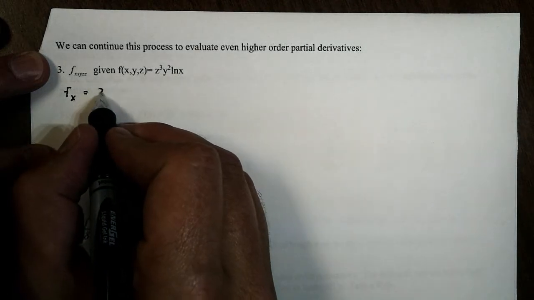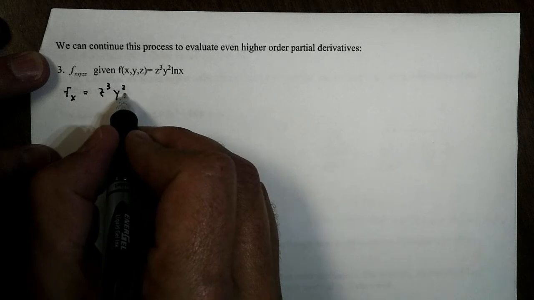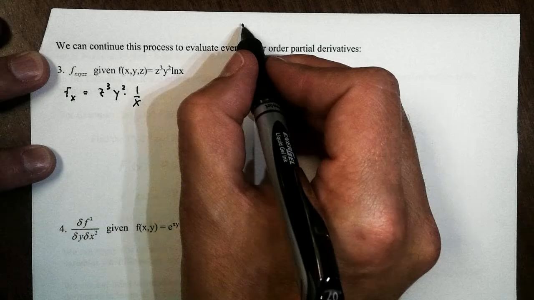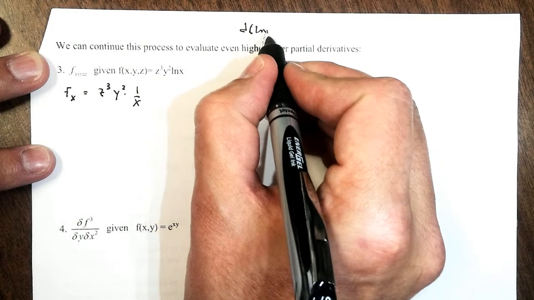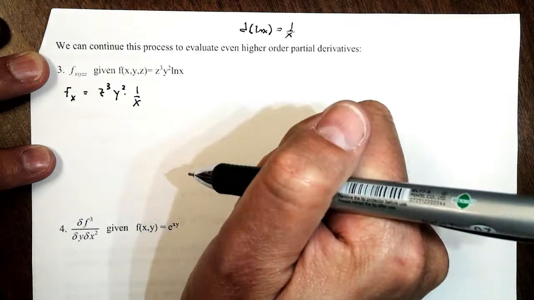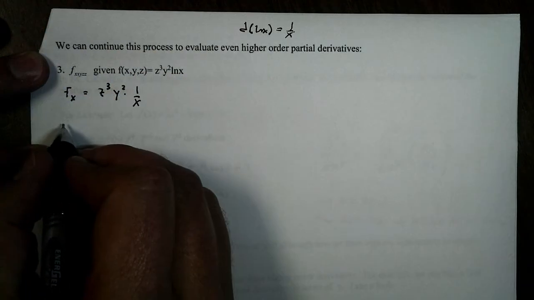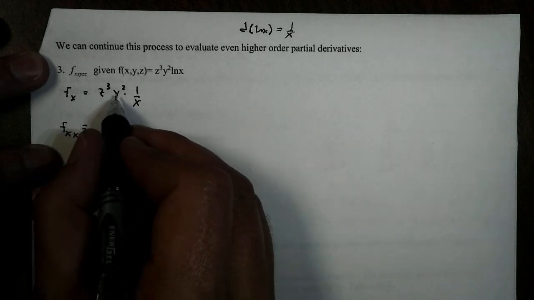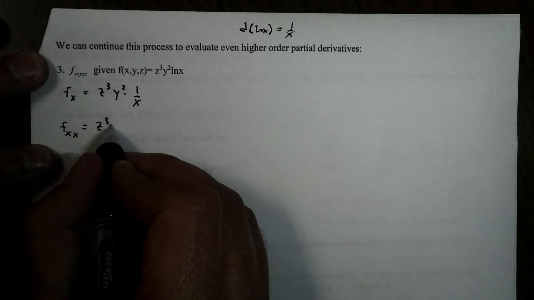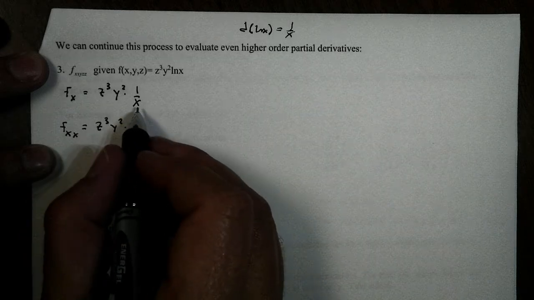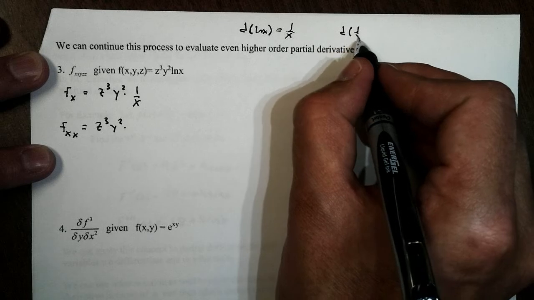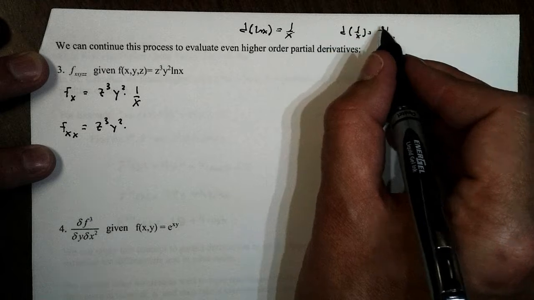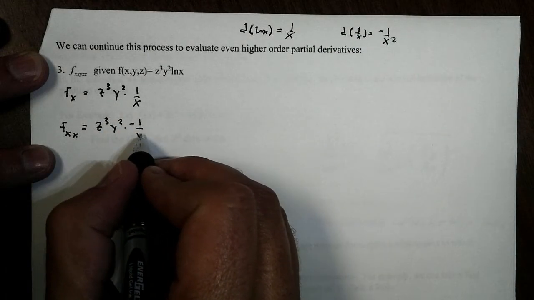So this is going to become z cubed y squared, and the derivative of natural log of x, we should remember, is 1 over x. If you forgot that, remember this: the derivative of natural log of x is just 1 over x. When we take the derivative again with respect to x, again, the z cubed and the y squared are constants, they stay the same. But the derivative of 1 over x, we should know this one too, is just negative 1 over x squared. If you forgot, maybe you can bring it up and use your power rule. So that's just negative 1 over x squared.